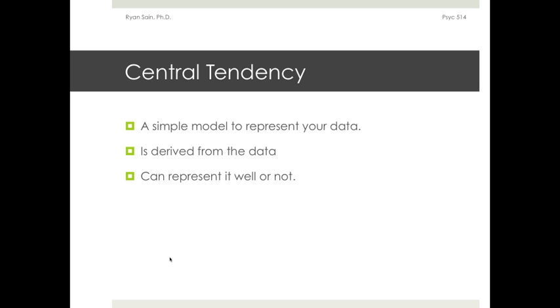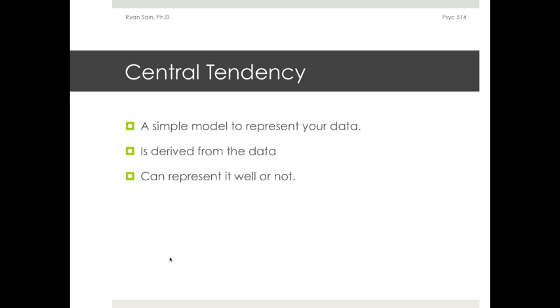All right. So at the most basic, and saying it in an advanced way, a measure of central tendency is a simple model that represents your data. For example, the mean is a model that represents your data. The median is a model, and so on, and we'll talk about all those. It's derived directly from the data, right? So it's not created willy-nilly, it actually came directly from your data, and it can represent it well or not. Sometimes the median is the best representation of the data, sometimes the mean is, sometimes the mode is. It all depends on what type of data you have.